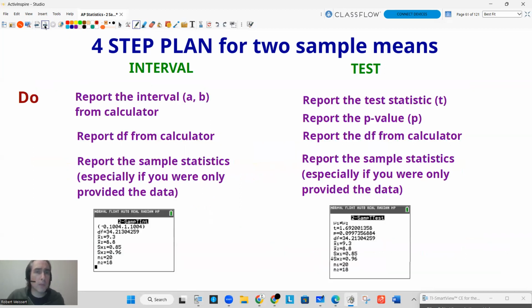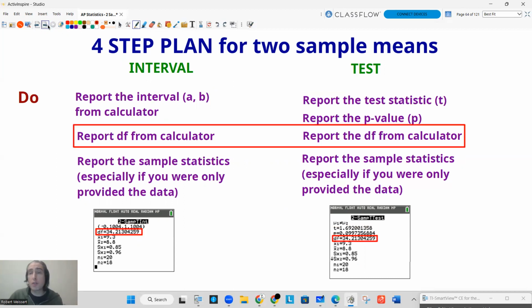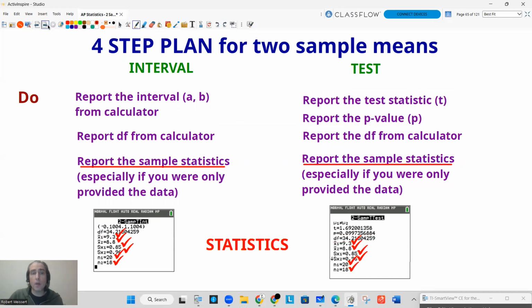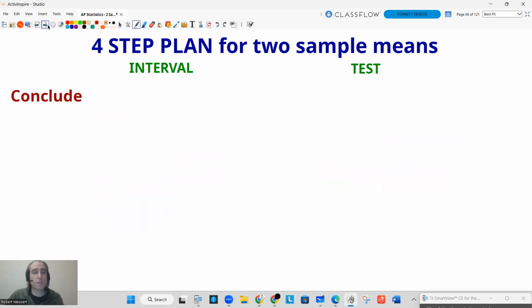The do part, I stick with the calculator on this one. Report the interval, report the degree of freedom, report the sample statistics, especially if they were not given to you. So if you just get a list of data, L1 and L2, you don't have sample statistics to work with. You got to write those down with the correct notation. So make sure you write all that from the calculator. Report the interval, report the test statistics and p-value, report the degree of freedom. Make sure you write the sample statistics.